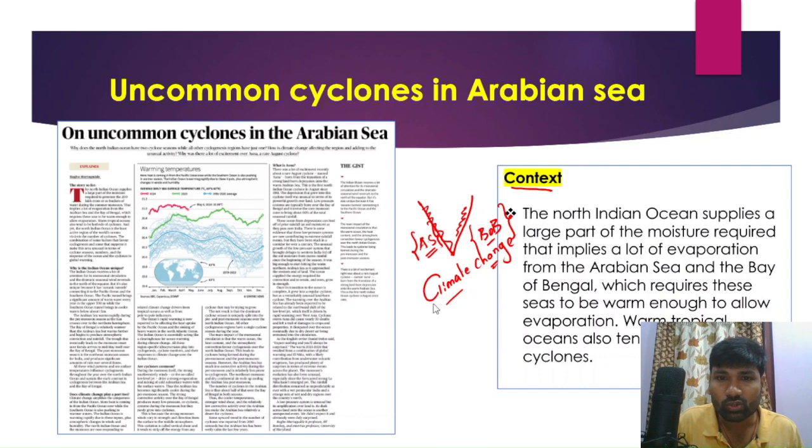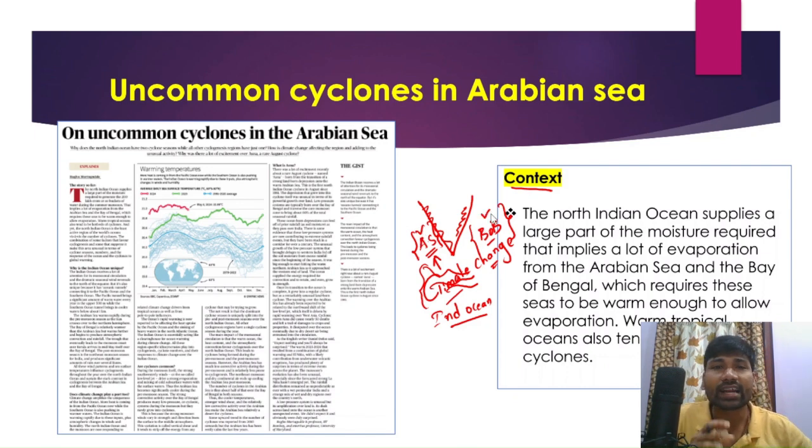So the context is that this is the vast Indian Ocean, and within this vast Indian Ocean there's a northern Indian Ocean and a southern Indian Ocean. This northern Indian Ocean supplies a large part of the moisture that is required for cyclones in both the Arabian Sea and Bay of Bengal region. That specifically implies a lot of evaporation has been taking place in both, which usually requires these seas to be warm enough, and when both are warm enough, that allows more and more evaporation.